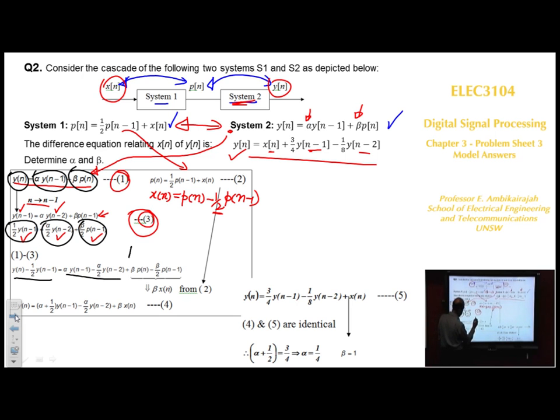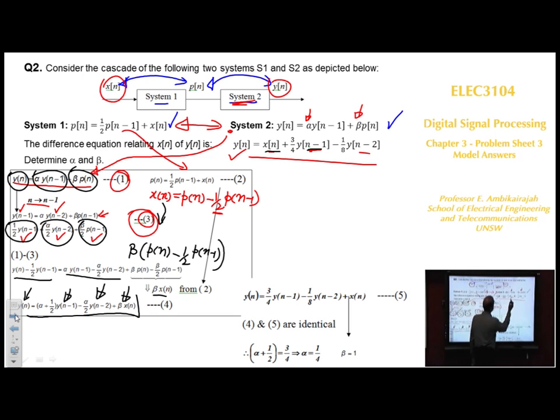And here, if you take beta out, you get p[n] minus 1 over 2 p[n-1], which is x[n]. So this is written as x[n]. Therefore, your equation will end up as number 4. Now you see this equation has y[n] there, y[n-1] here, y[n-2] there, and x[n] there. That's similar to that, that, that. So they're exactly the same.